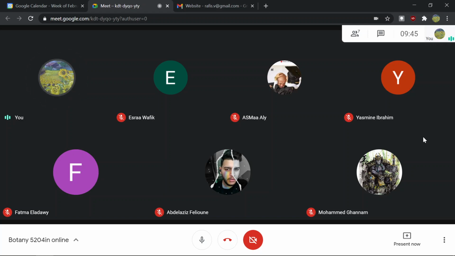Question number 5. Are pines monoecious or dioecious? Explain your answer. I think it is monoecious. Why? Because it has male and female cones on the same tree. There are a few species. Yes. Okay.